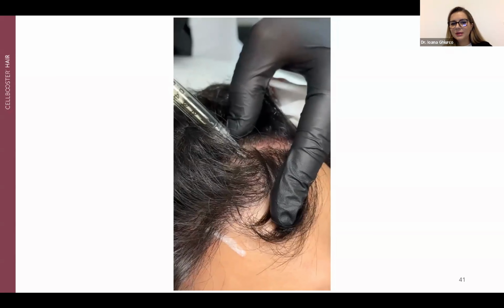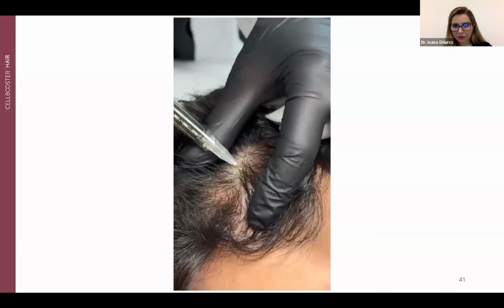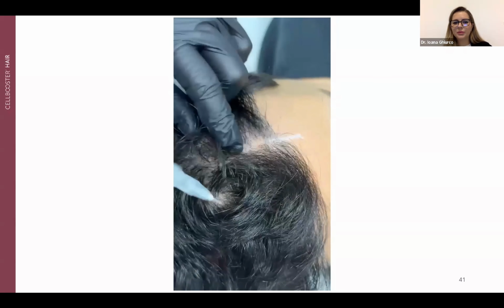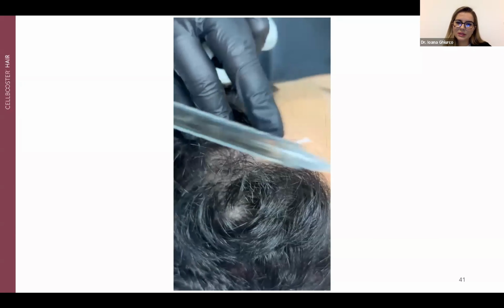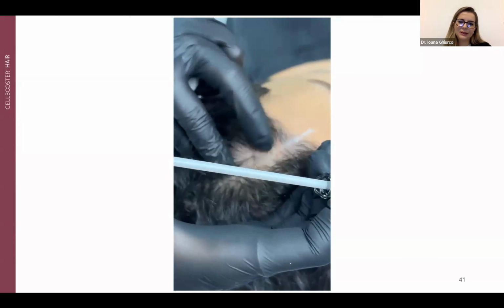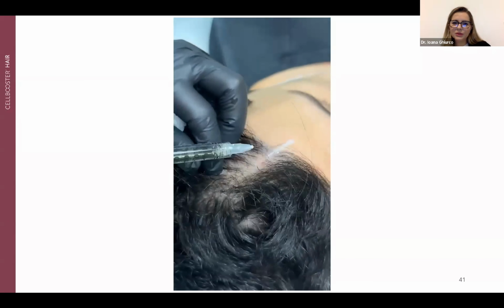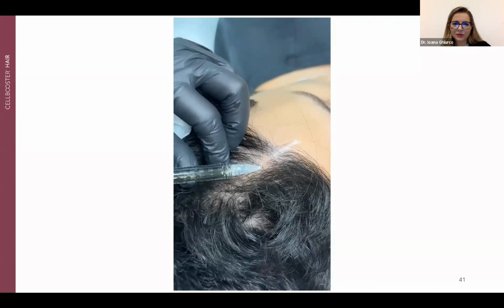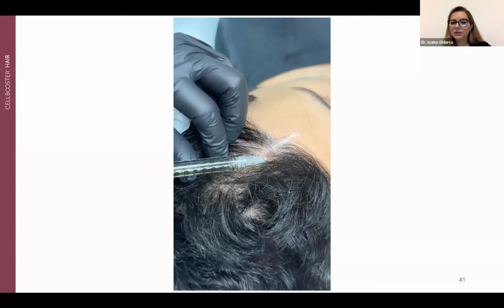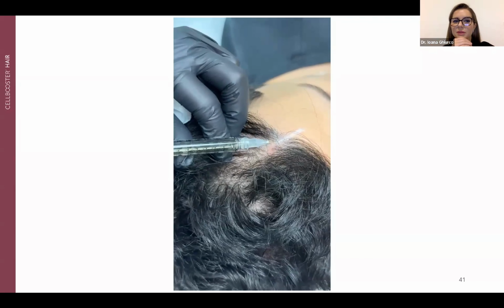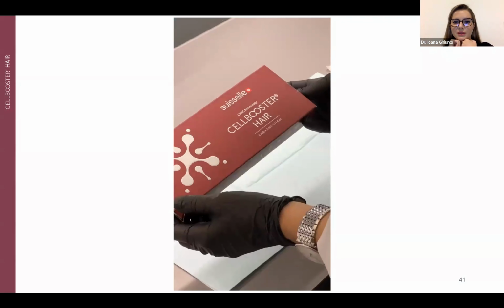Seborrheic dermatitis is not on the list of indications for Cell Booster Hair, but we observed with clinical experience that it has a very good effect on this kind of pathology. It will reduce the inflammation, improve microcirculation, and everything basically will slowly disappear. We know that this chronic condition can be bothersome, it's itchy, and not very pleasant for the patient.